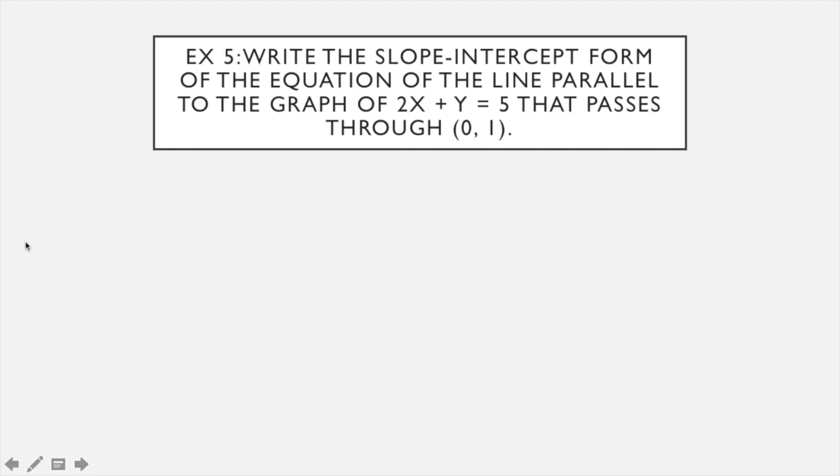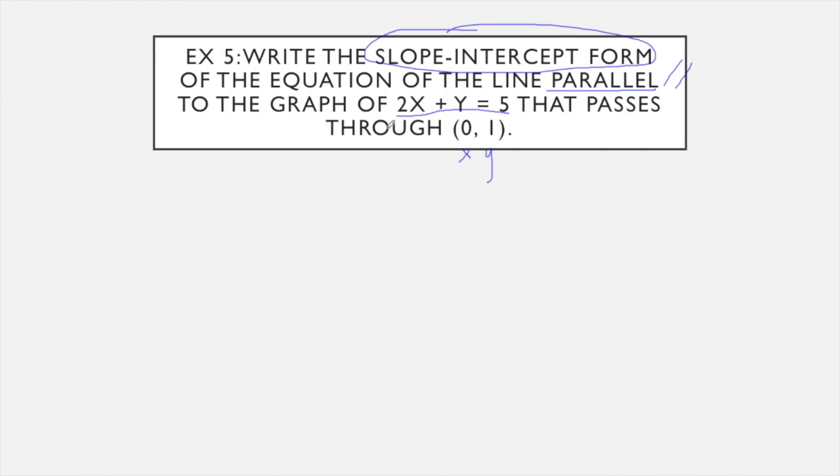Okay, the next one we see asks us to write in slope-intercept, so we all know what that is. This tells us the equation is parallel to the graph 2x plus y equals 5. And it passes through this point given. So we know it's parallel to this graph, okay. But what is the slope of this graph? Well, let's rewrite this in y equals mx plus b form.